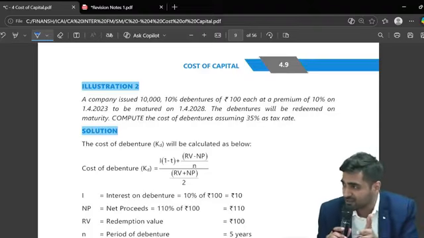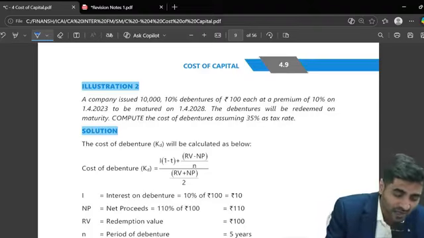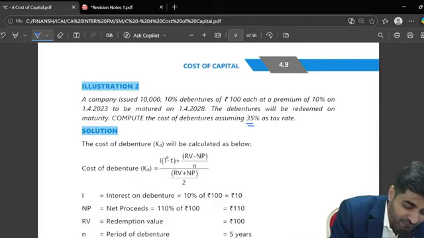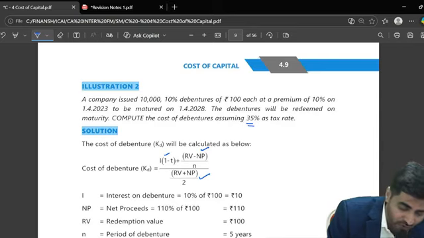So that is how 5 years will be taken into consideration. Okay, and you are required to calculate what should be your cost of debentures assuming 35% tax rate. Guys, is this the formula? Interest into 1 minus tax plus RV minus NP upon N upon RV plus NP upon 2 into 100.